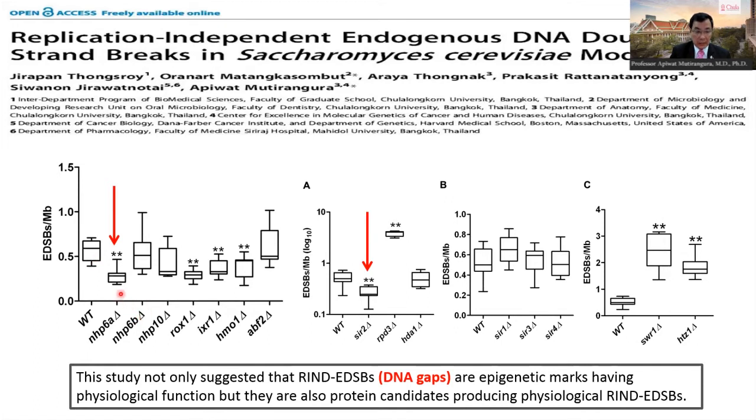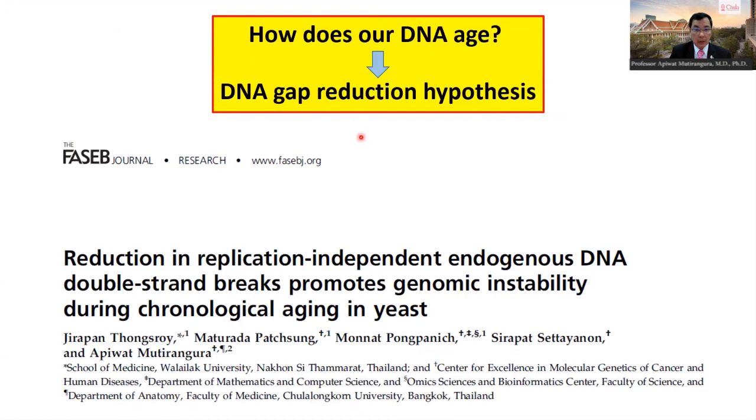The second thing is that some of the mutants reduce DNA gap. The first group is the HMGB group, and the one that we will talk about is NHP6A, which represents HMGB1 in human. The other one is SIR2, which represents SIRT1 in human. These two genes play many important roles in human physiology and pathogenesis. So DNA gaps are produced by our genes.